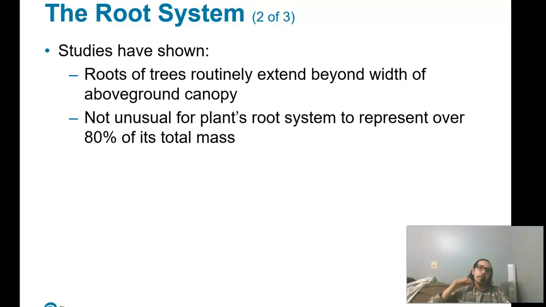So some studies have shown that roots of trees routinely extend beyond the above ground canopy. When you look at a tree, you can just picture that beyond the canopy of the tree, if you actually looked underground, you would see a very extensive root system. So it's not unusual for a plant's root system to be over 80% of the total biomass.